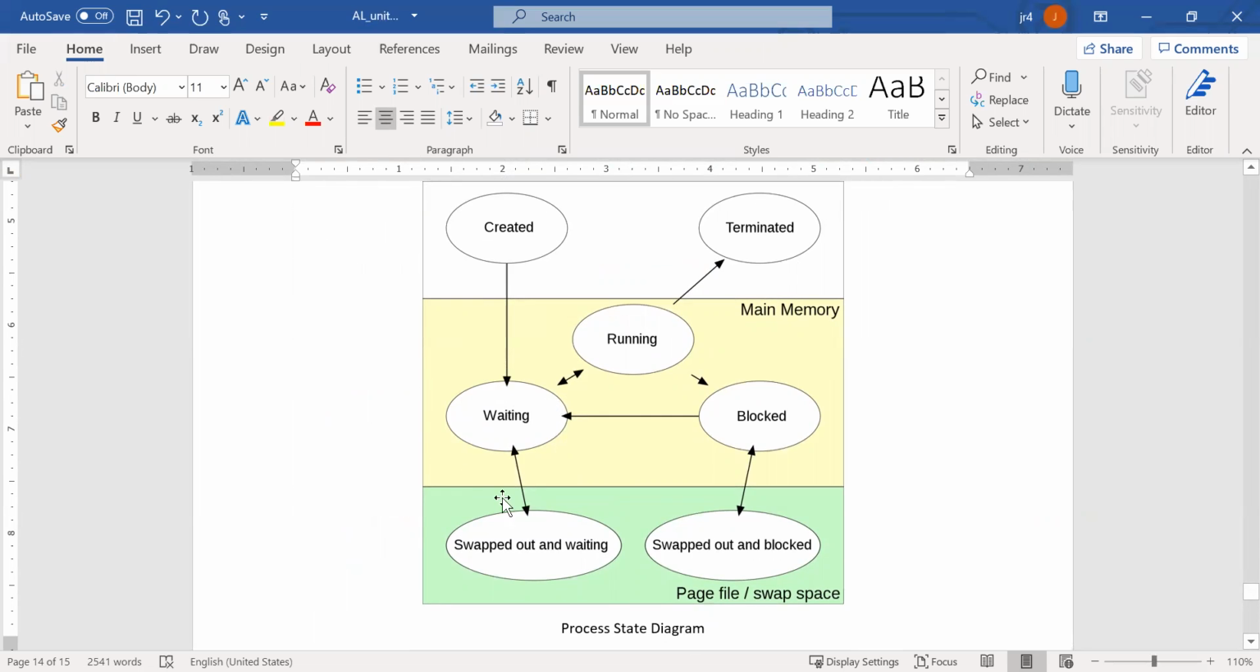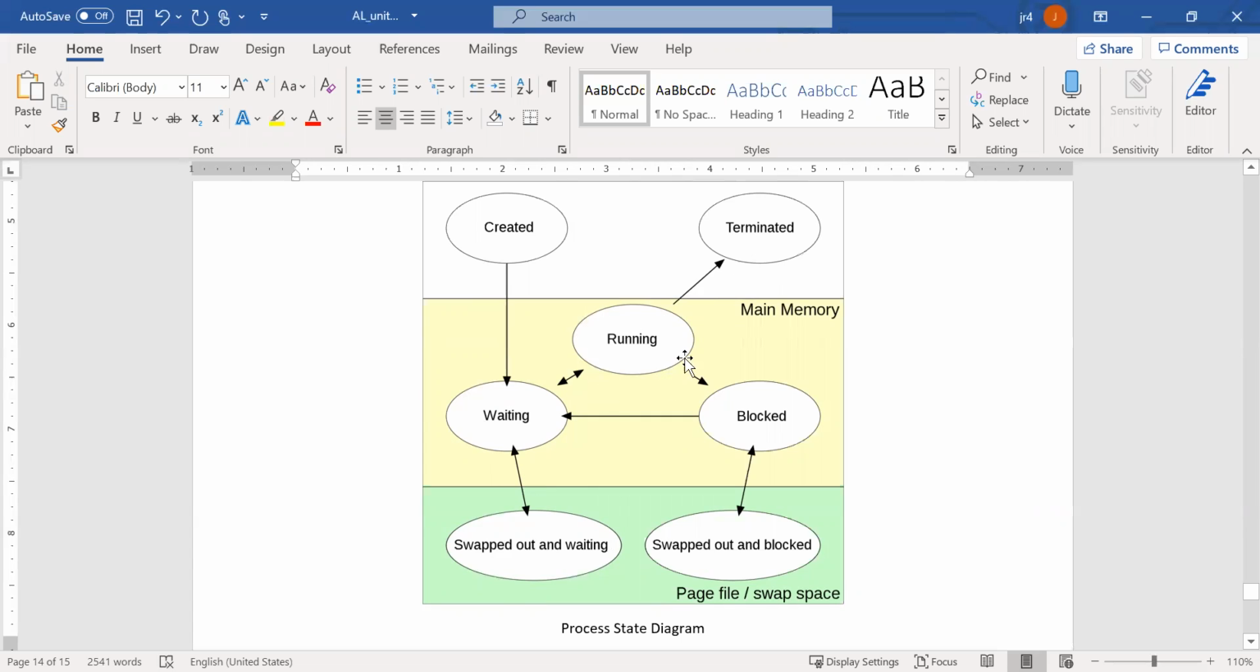That created process will be in main memory. But the CPU is executing one particular process, so you have to wait. That's why it's waiting. Once the CPU takes the process and runs it, it will be in the run state, right? And then after finishing that, it may terminate.